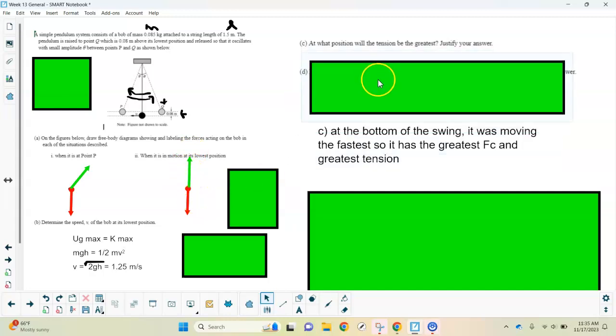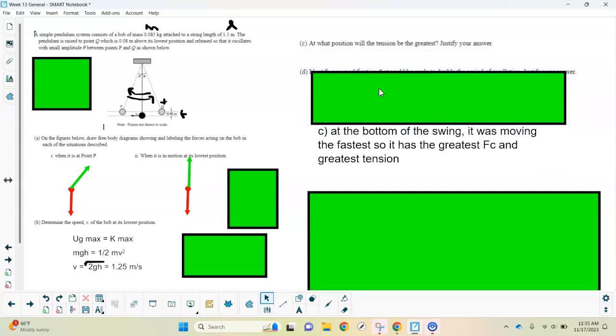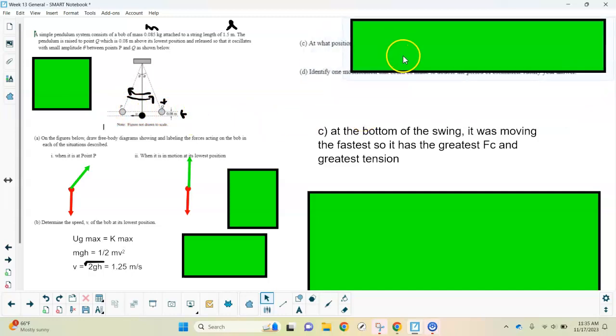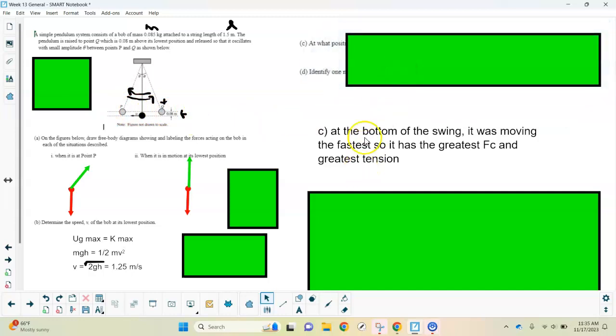At the bottom of the swing is where it's moving the fastest. That also makes sense because centripetal force is mv squared over r. R is the radius, so that's the length of the string, which is not changing along the circular path. So it's all just at the bottom.